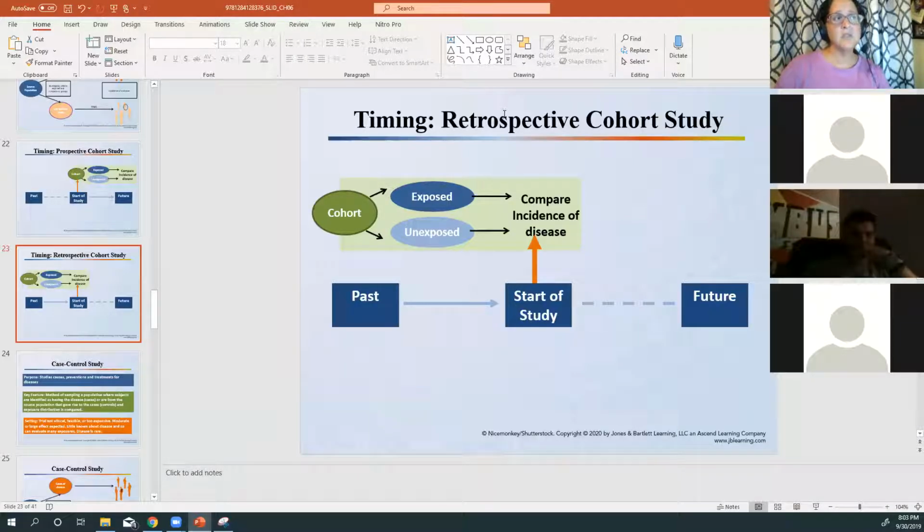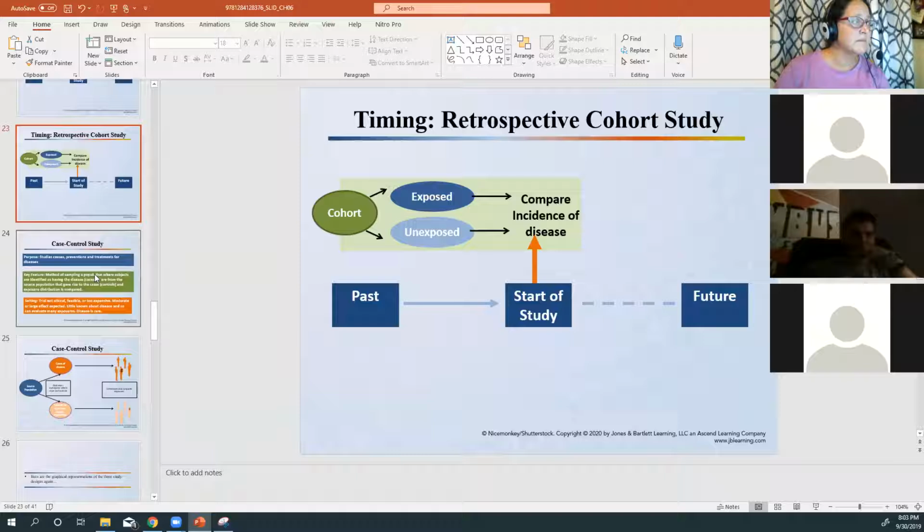A lot of the times you'll see retrospective cohort studies because you can find exposure data in employment records. So it's pretty common in that discipline.